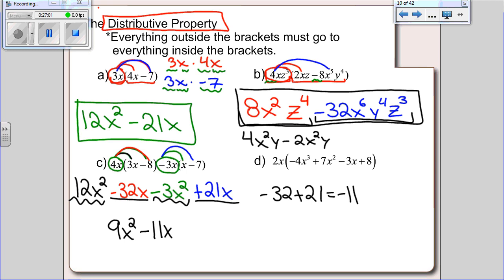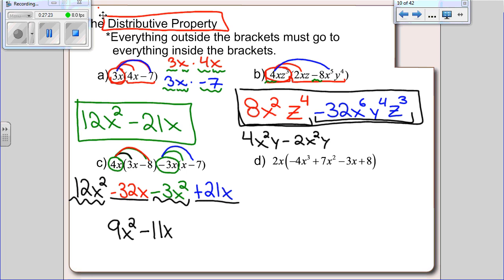All right. For D, I want you to try to distribute that yourself. Actually, try to do the whole question. So see if you can get to the point where you're happy with your answer. You might have to combine like terms. You might not have to combine like terms. Okay, so give it a shot. Try to distribute. Try to multiply. See what you get.